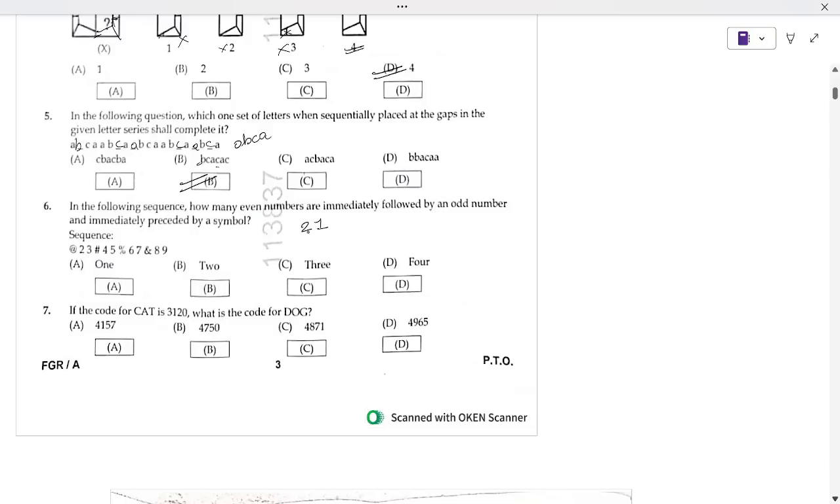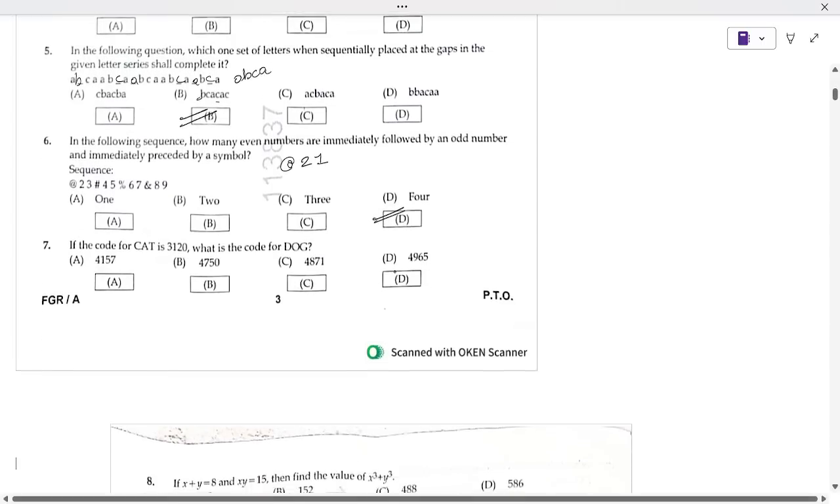Immediately preceded by a sample, that means there has to be a sample. So sample, even, odd. If there is one, sample, even, odd. Two, sample, even, odd. Three, sample, even and odd. There are four, so here D is the answer.